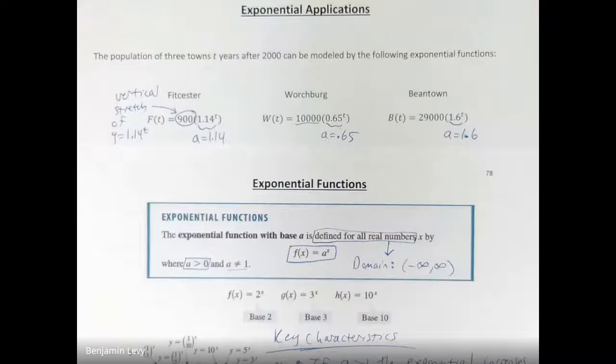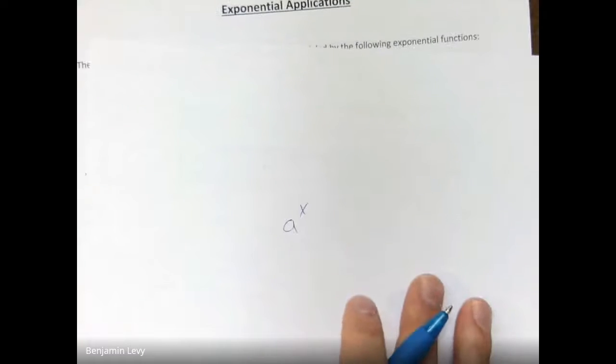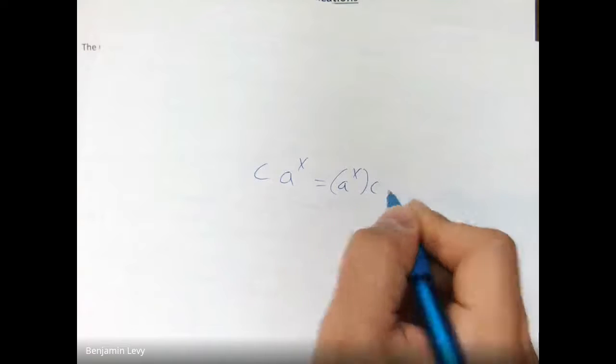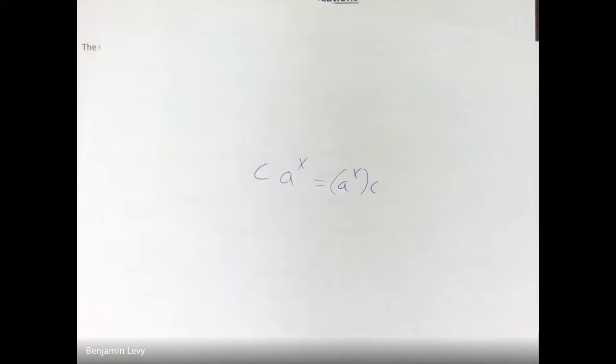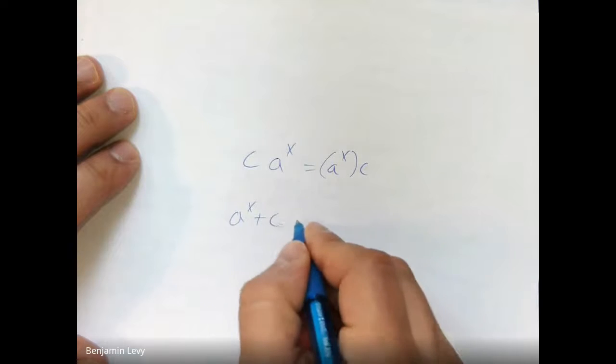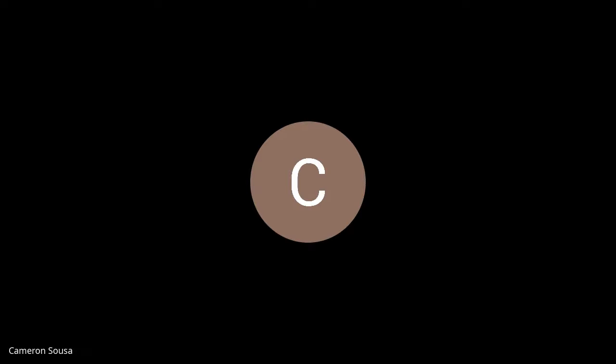Sure. So in other words, if you had a to the x, if you multiplied that by something, you could do c a to the x, and that's the same thing as a to the x times c. In other words, you can change the order of multiplication, or you can take a function and add something to it, and that would be the same as this. So yes. Thank you.